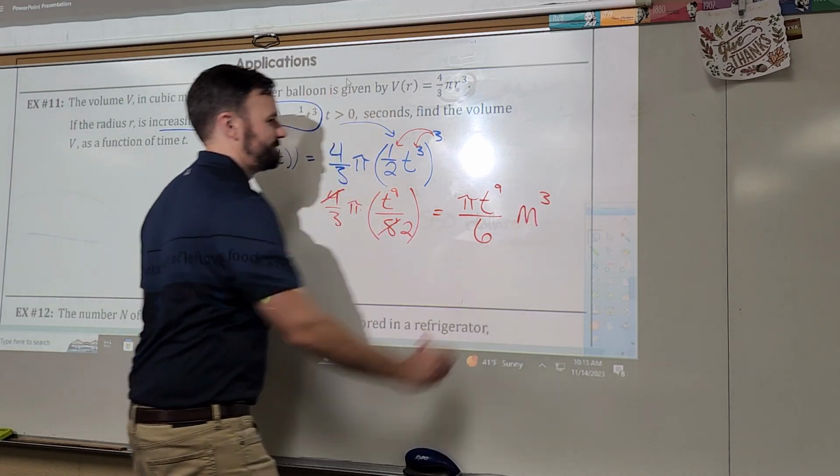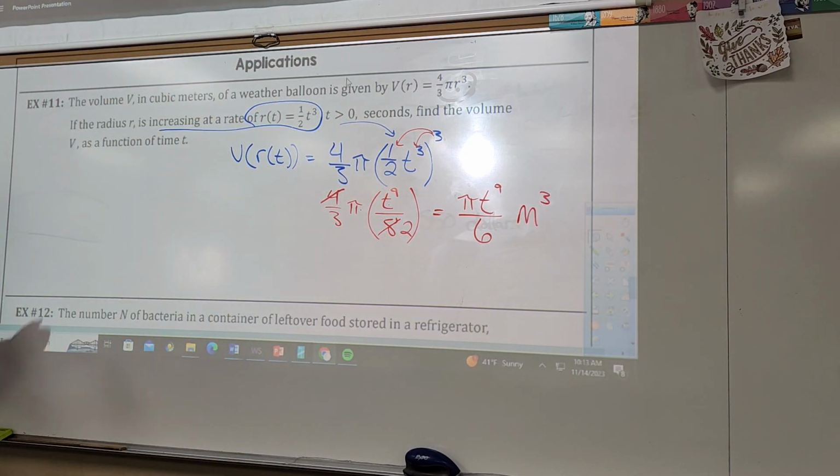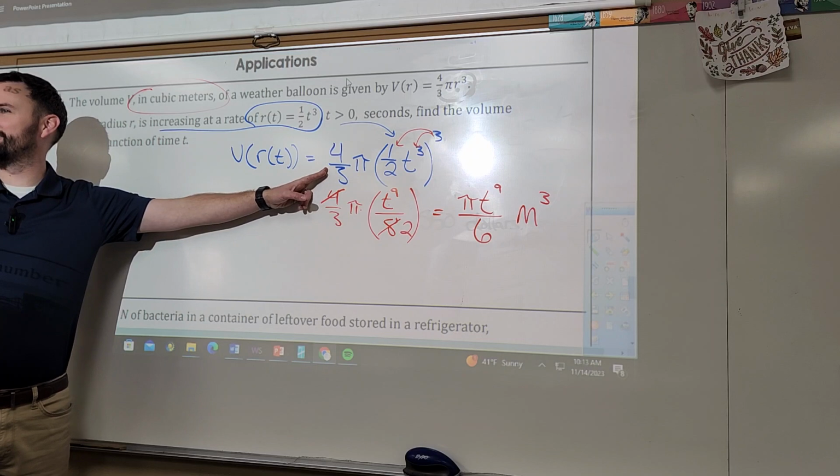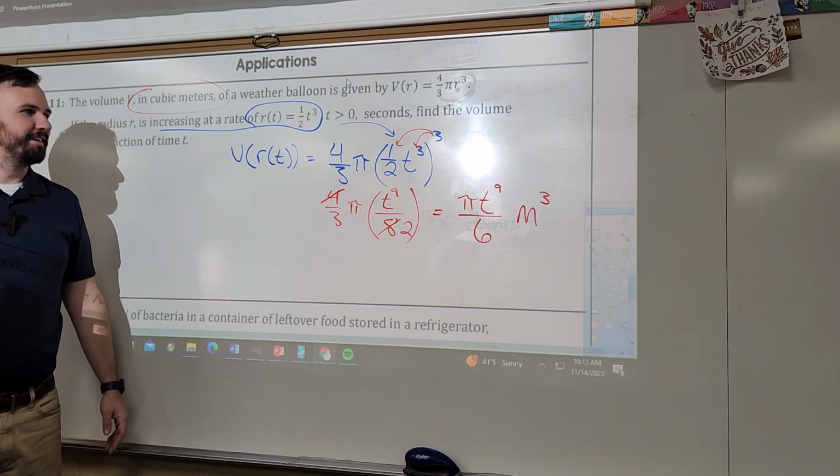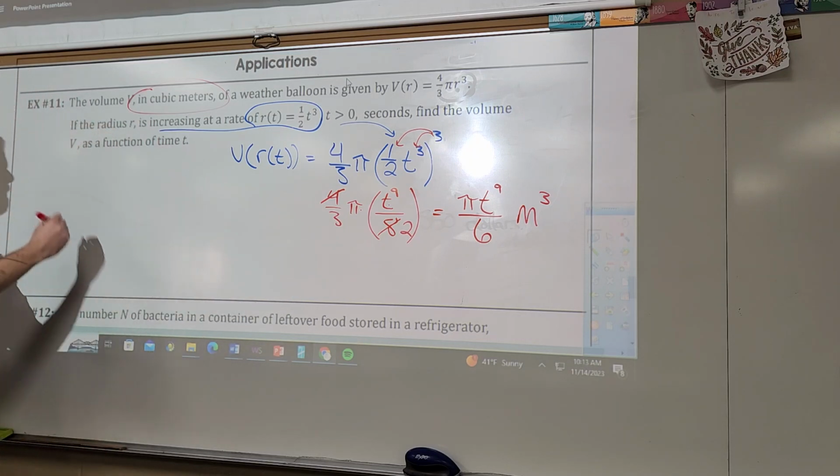Meters cubed. On which part? Are you guys good in this step? The pre-calc step. So the algebra got you. Do you guys want me to break it down a little bit?